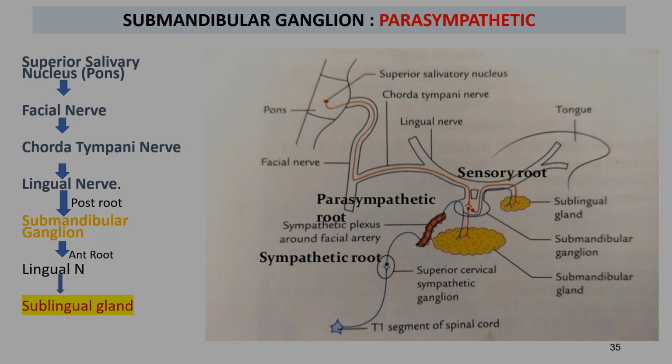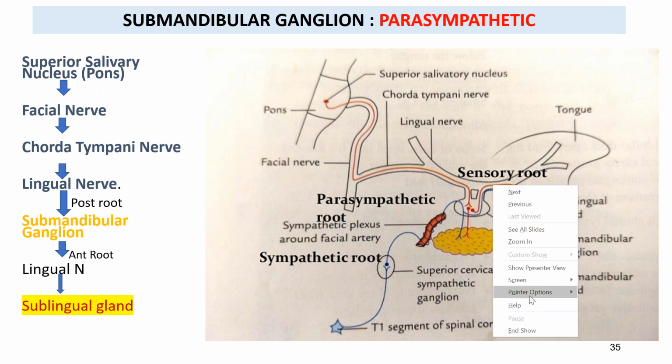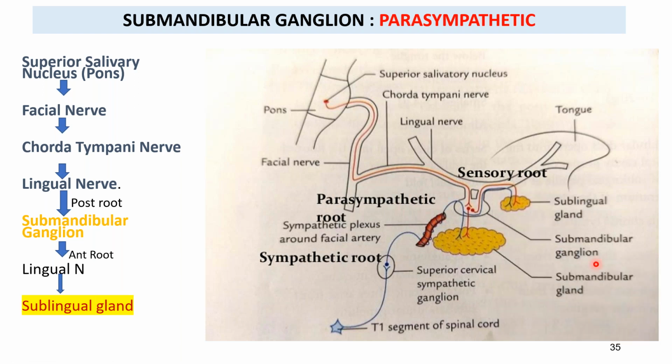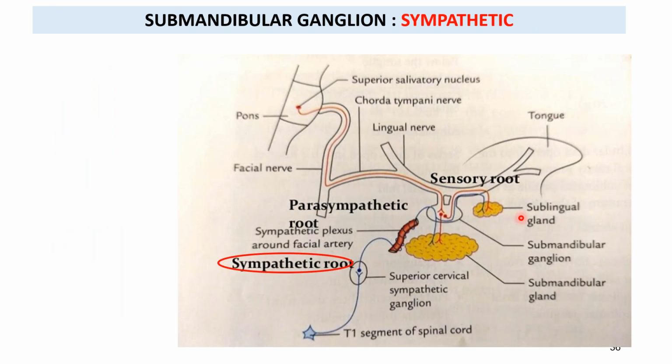So from the submandibular ganglion, it will reach via the anterior root and then will reach the lingual nerve again to reach the sublingual gland. So we have covered the parasympathetic secretomotor supply to both the submandibular gland and the sublingual gland.